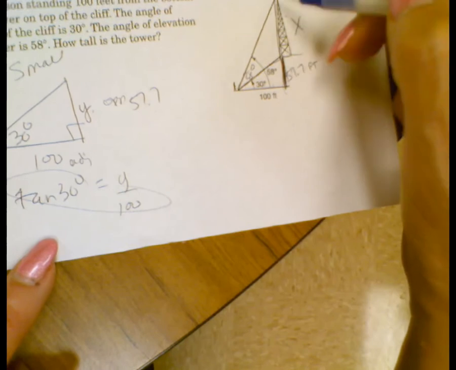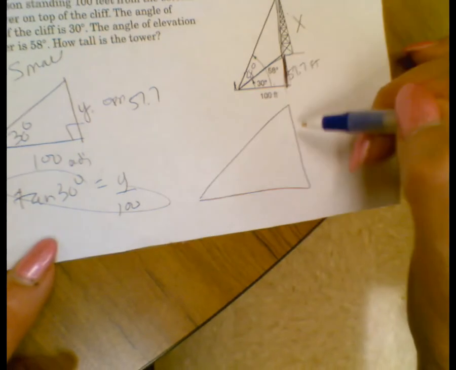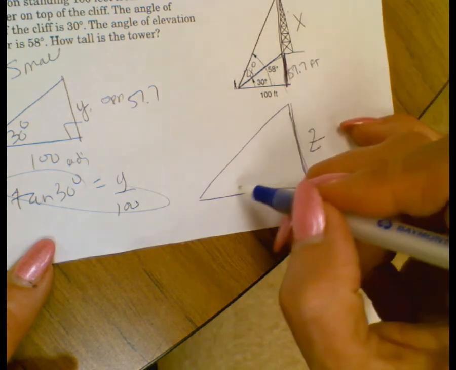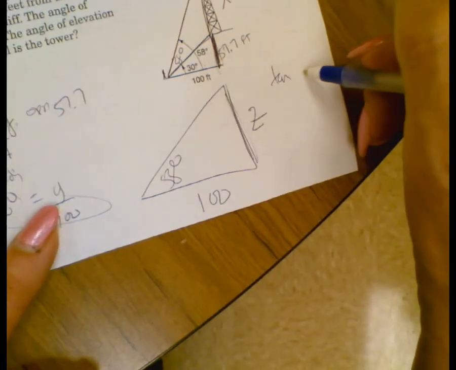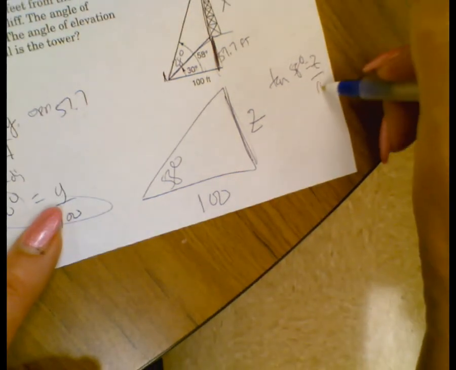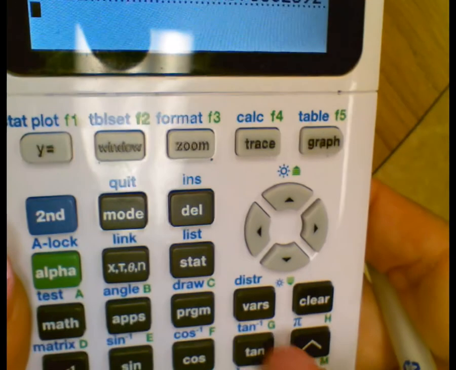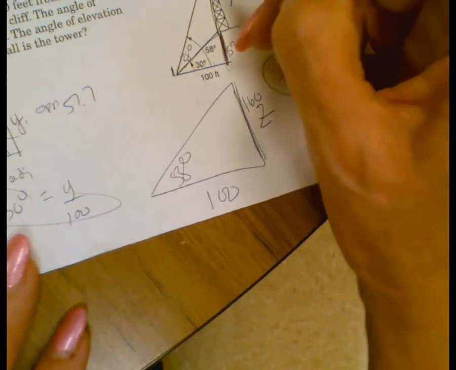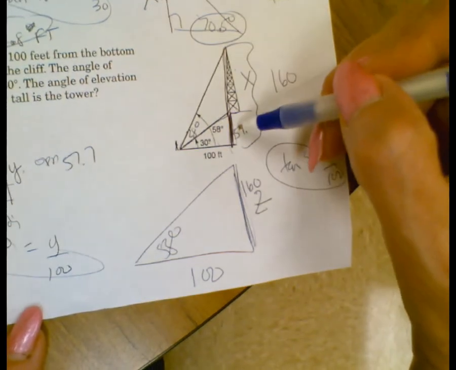Now to do the tower, what we're going to do is make a bigger triangle. Now we're going to do the tower plus the 57 feet. Let's call this Z. Now we know the whole angle here is 58, and this is still 100. So we're going to use tangent again. Tangent of 58 equals Z over 100. You cross multiply: 100 times tangent 58 is 160. So this whole thing from here to here is 160, the tower and the 57 feet.